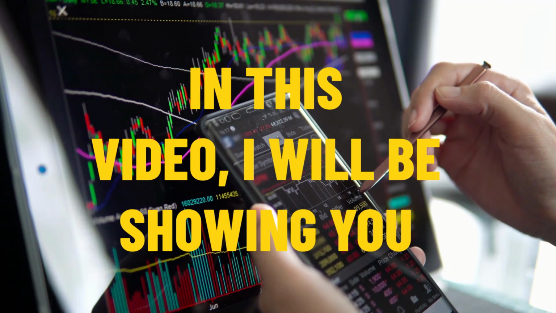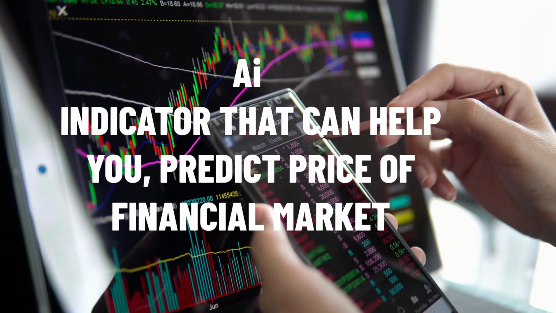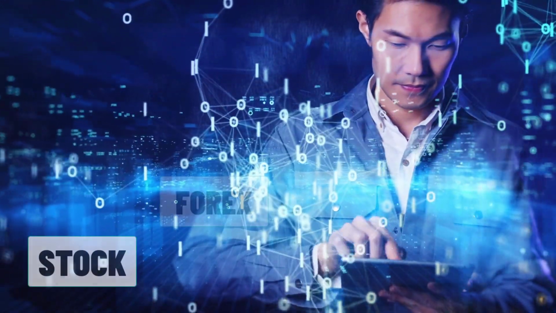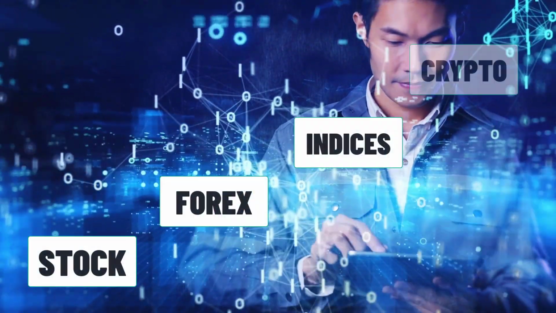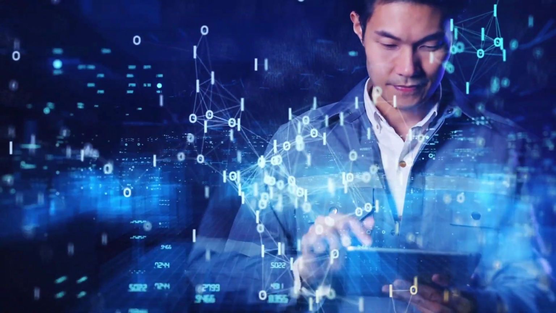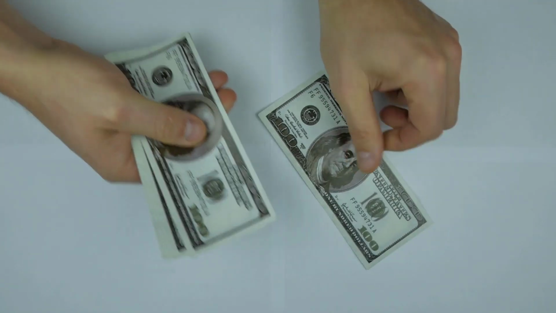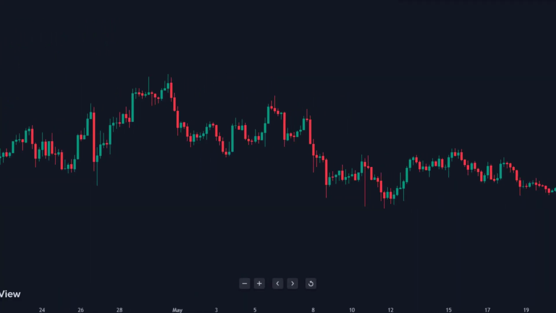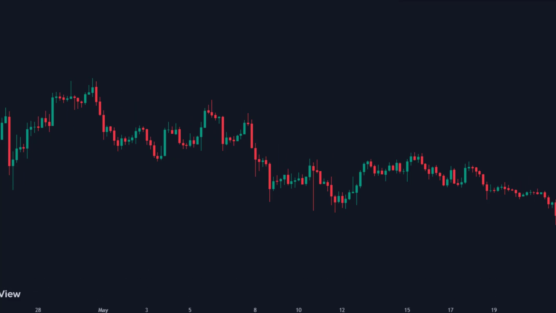In this video, I will be showing you an AI indicator that can help you predict the price of any financial market, whether it's stocks, forex, indices, or crypto. In the past years, artificial intelligence has helped many traders make very good financial percentages in their trading careers. So in this video, we have decided to share with you the best and most used AI indicator that can make you very profitable in the market.